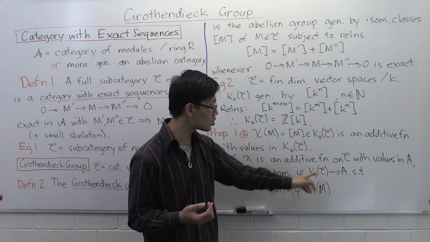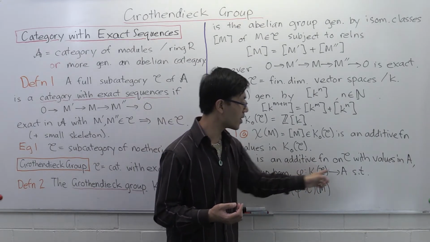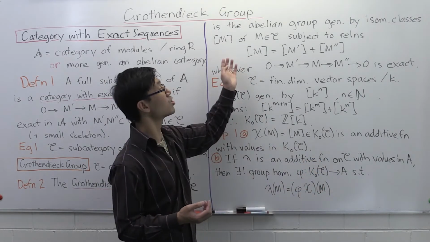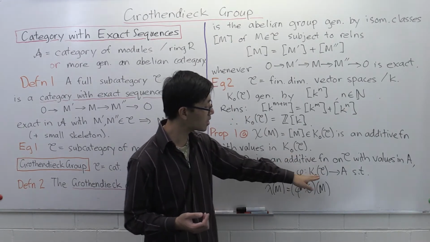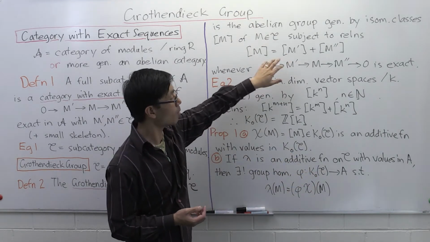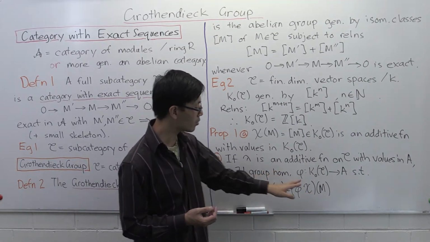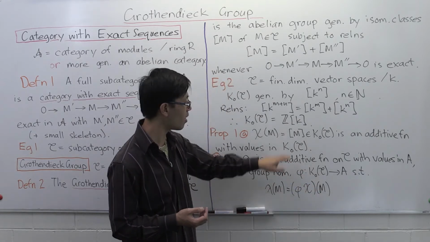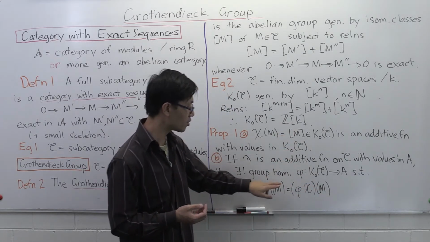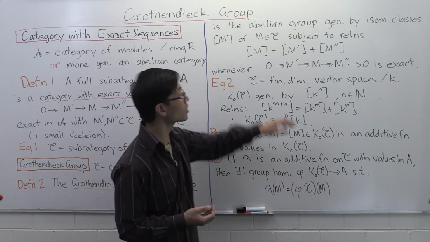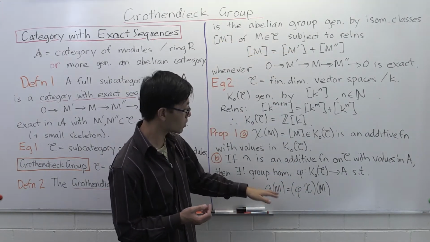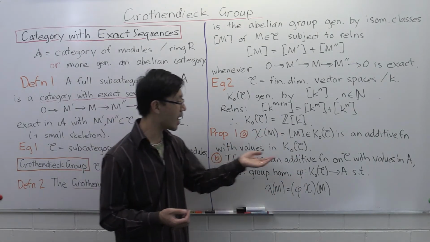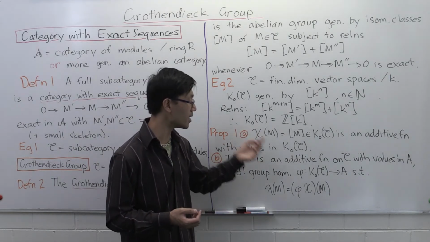It's very, very easy to actually define what this function is. You look at the generators: you define it on the generators, and then check the relations hold. To define it on the generators, you pick any object M inside C, and phi of chi of M you define as lambda of M. Then you have to check the relations hold, but that holds precisely because lambda is an additive function. So really it's defined tautologically so that any additive function lambda can be gotten from this chi by this procedure.